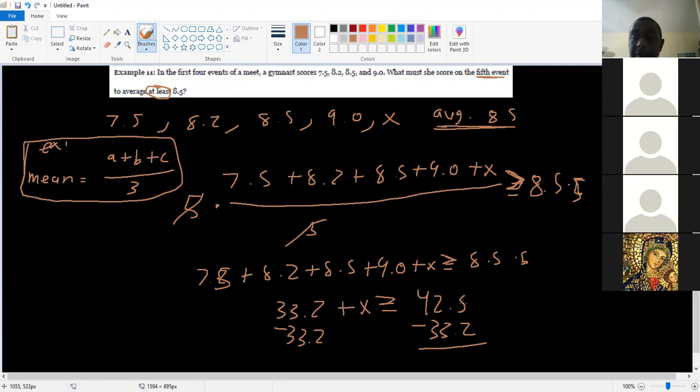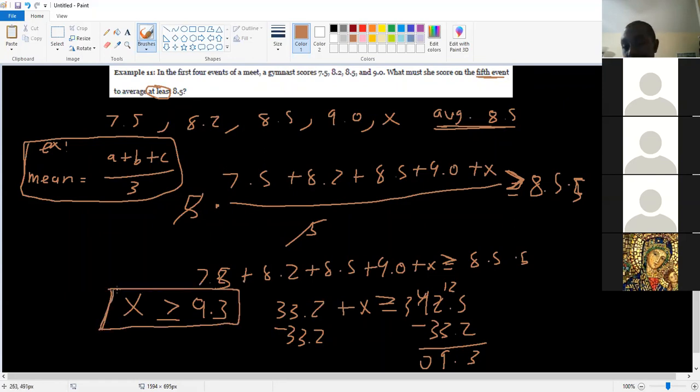We don't need a calculator for this. 5 minus 2 is 3. 12 minus 3 is 9. So 9.3. x is greater than or equal to 9.3. So she has to get a 9.3 or greater on her fifth event to average at least 8.5. So she has to do really good. So this is how you solve this.